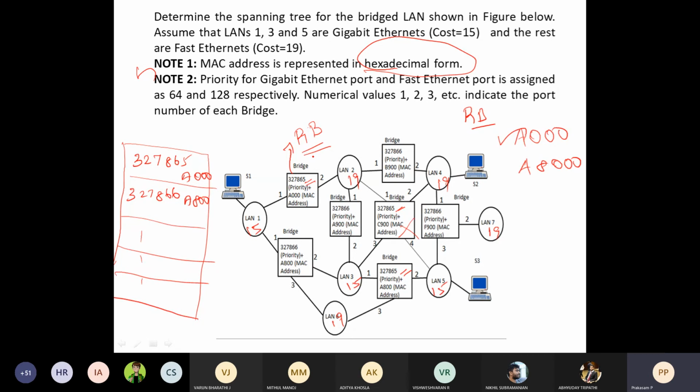Any doubt? Do we have to assign bridge IDs like B1, B2, B3? It is not required. Directly we can use 32786 5 A000 as the bridge ID. Then what is the table at the side for, sir? That is just for reference, only for your understanding. If you want, you can use B1, B2, B3 for easy understanding. Okay, sir. The remaining steps are as they are.